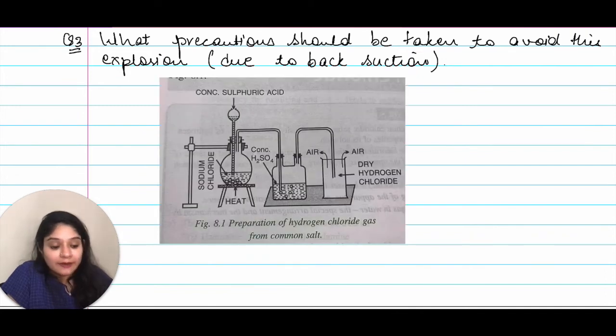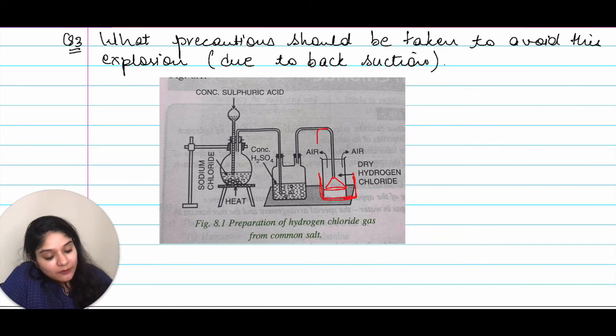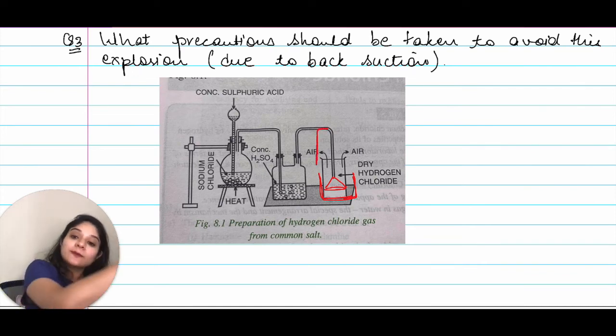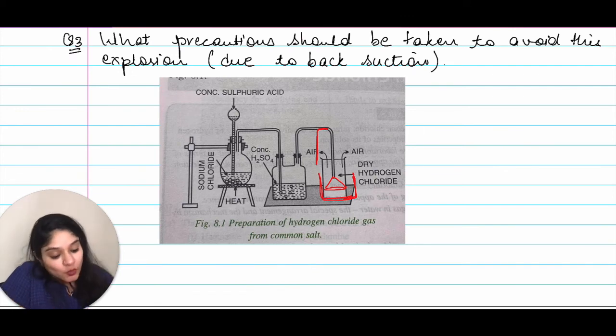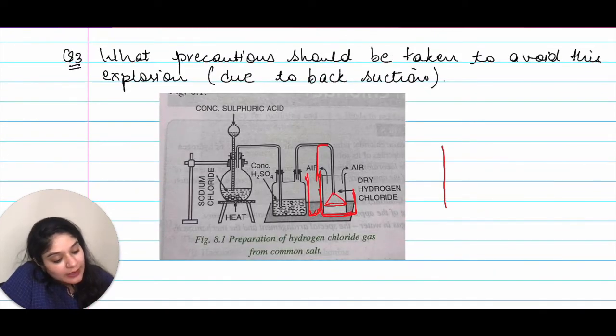So this is my diagram. Now imagine that you have an inverted funnel arrangement right here and you have a water trough introduced with that. Now, to avoid back suction, what we will do is, we will introduce an empty flask in between the generating part and the absorption of HCl gas. So over here, we will have an empty flask. So what would that look like? It would look like an empty flask like this.